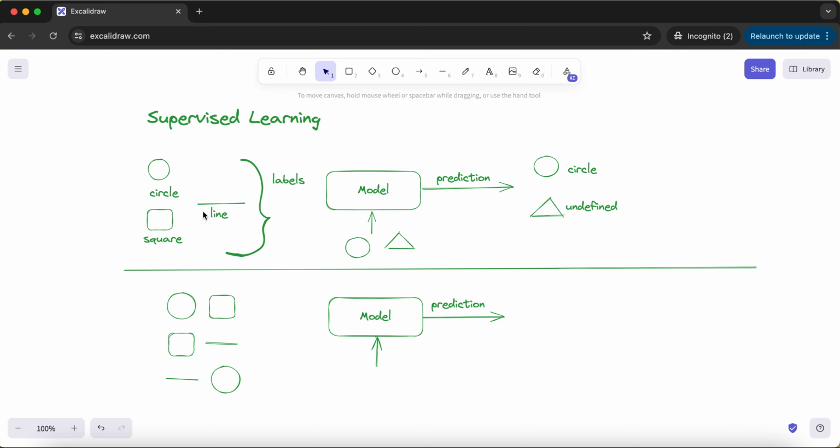If your inputs are biased, then obviously your outcomes will also be affected, right? It will basically give you undefined or maybe wrong predictions as well. So it all depends on what kind of labels you have used to train the model, basically, right? So this is about supervised learning, guys.